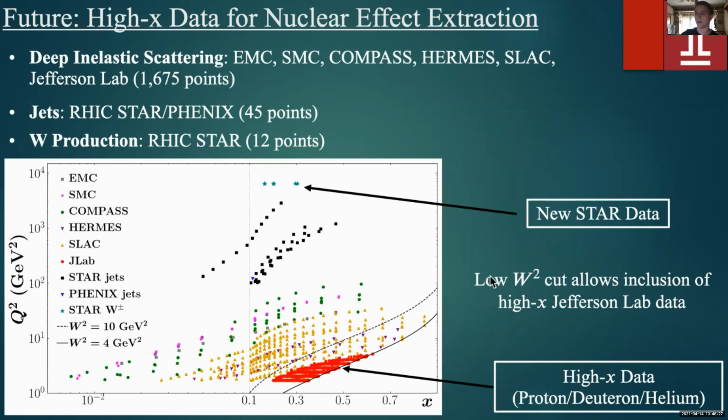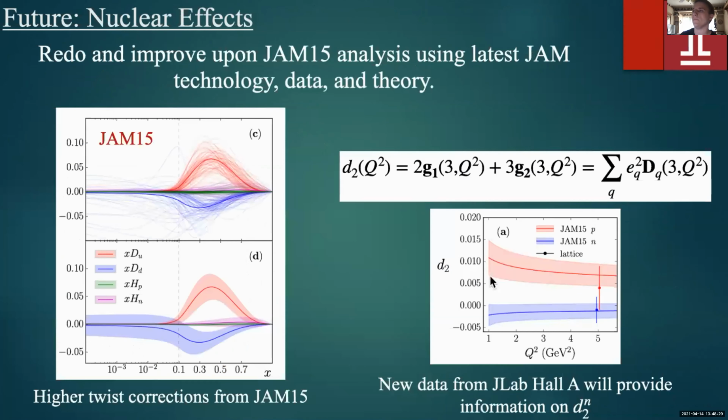With this high x data, in the JAM15 analysis, they used it to extract higher twist effects. In the future, we want to add the jet data and the polarized W data and redo and improve upon the JAM15 analysis using the latest technology, data, and theory.